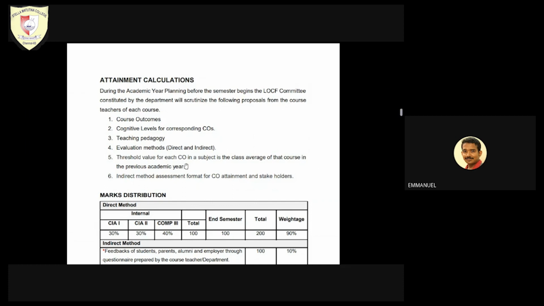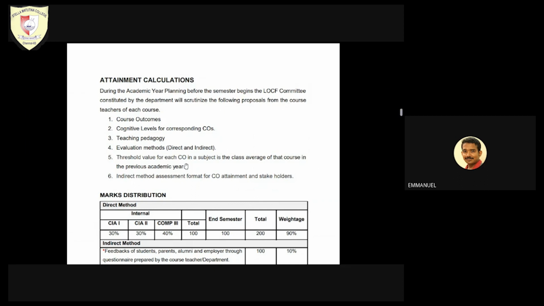I remember I told you, fixing a threshold is nothing but the average of the previous batch students. The average marks scored by the previous batch students could be taken as a cutoff, or a benchmark, for the present batch students. It may differ. It need not be the same.